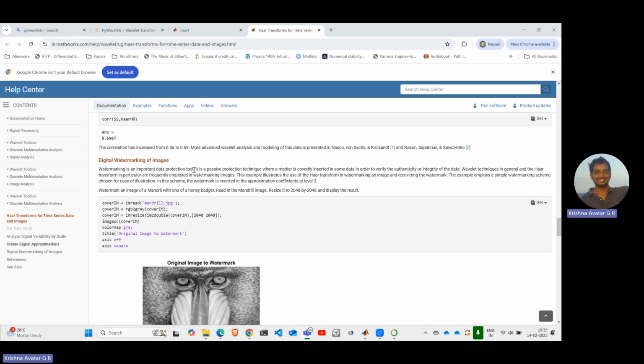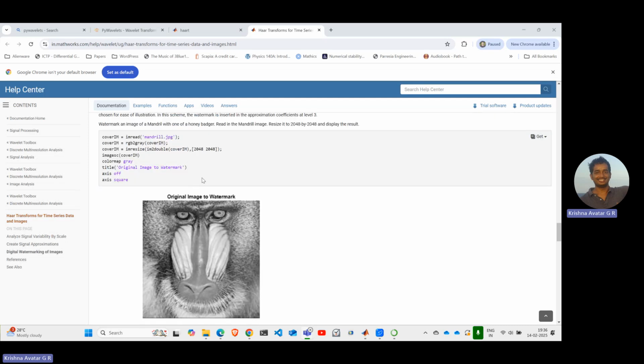Watermarking is an important data protection tool, and it's a passive protection technique where a marker is covertly inserted in order to verify the authenticity or integrity of the data. Wavelet techniques in general and the Haar transform in particular are frequently employed in watermarking images. This example illustrates the use of the Haar wavelet in watermarking an image and recovering the watermark. The example implies a simple watermarking scheme chosen for ease of illustration. In this scheme, the watermark is inserted in the approximation coefficients at level 3, right?